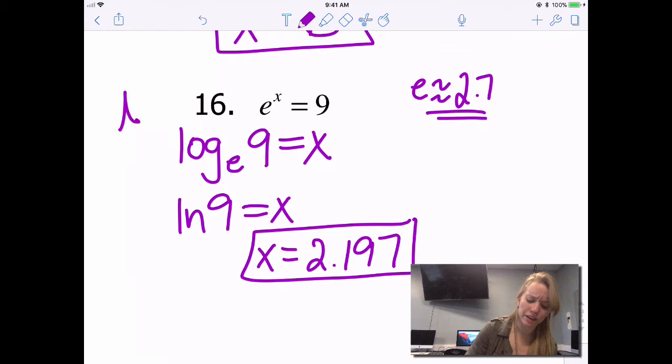So this is one that I think will be a little confusing if you see it on a worksheet or something like that. So I would maybe star it and just remember that e and natural log go together.